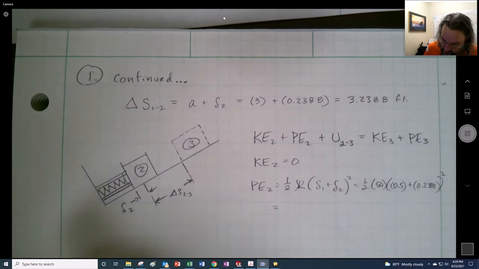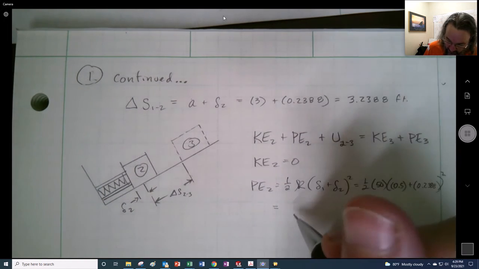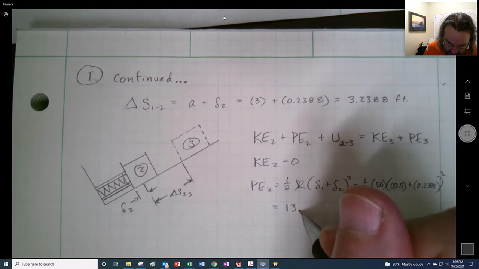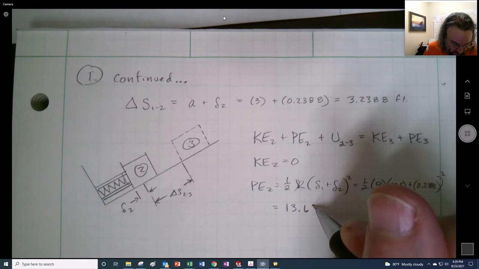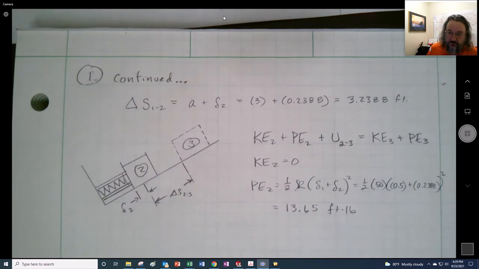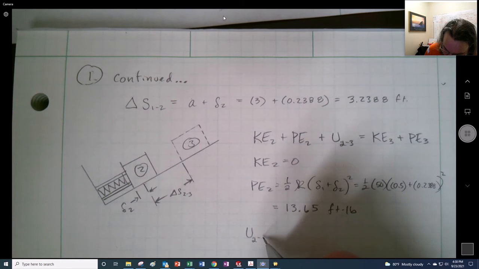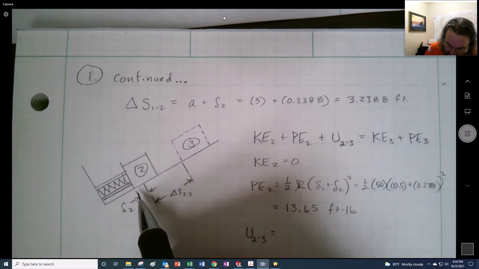And so I actually find a value. All right, so take 0.5 and add it to what I found before, and square it and multiply it by 50 divided by 2. I could have just done by 25. And I find that I get 13.65, and these are foot-pounds, by the way. All right, so that's the energy it has stored in the spring. Now it's going to come upwards a certain amount. We don't know how far yet, so that's the thing. This is between 2 and 3, but it's going to go that far right there.